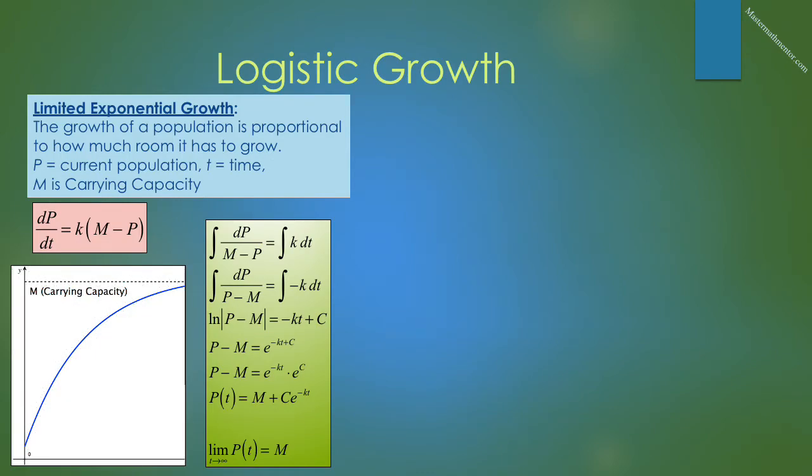The shape of the solution is shown where the growth is very quick at first and then levels off to the carrying capacity. The limit of P of t as t approaches infinity is no longer infinity, but is M.